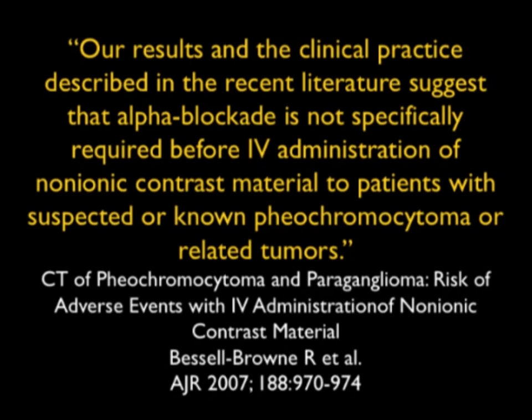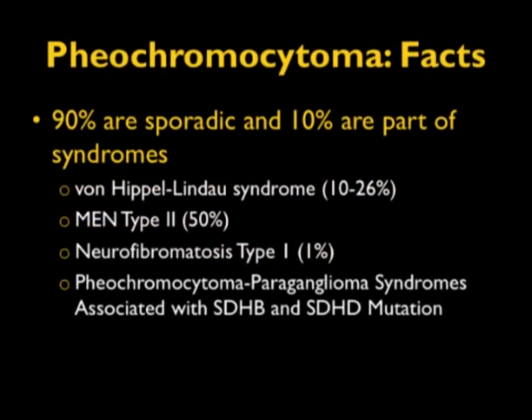Now, with pheos, they're part of syndromes. The majority, over 90%, are sporadic, but about 10% are part of syndromes, von Hippel-Lindau, MEN type 2, neurofibromatosis, or pheoparaganglioma syndromes, okay? So that can be something you will see. Pheos, about 10% or less, have calcification.